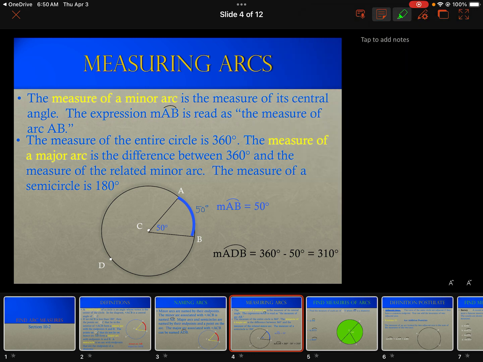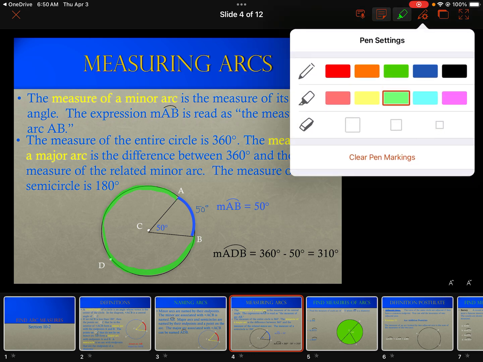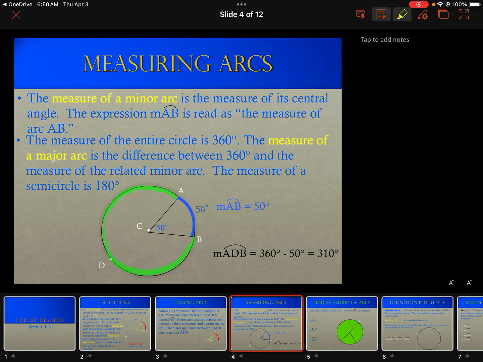Now, we also have a major arc here, and we'll call that arc ADB. If we want to find its measure, you're simply going to take 360 and subtract the measure of that minor arc. 360 because that's the measure of the entire circle. So that gives you 310. So that's the measure of our major arc, that green one, arc ADB.